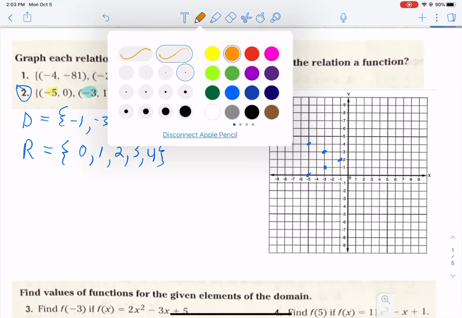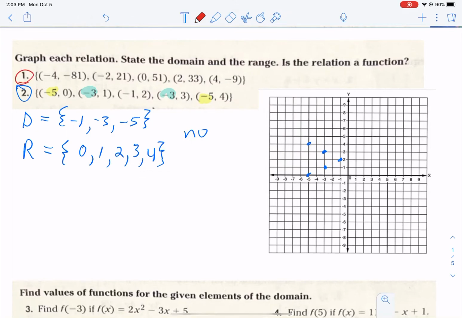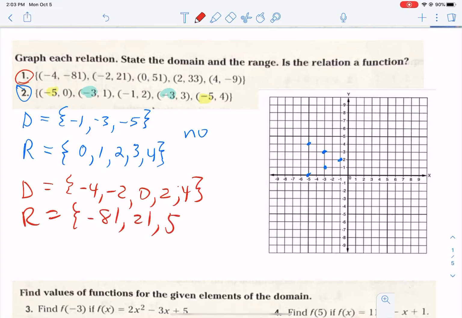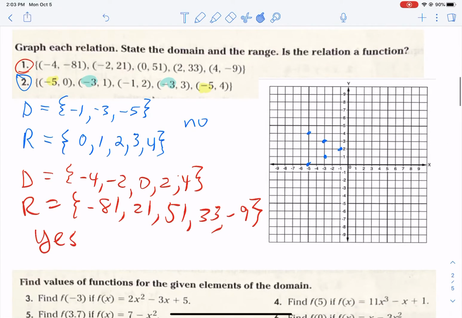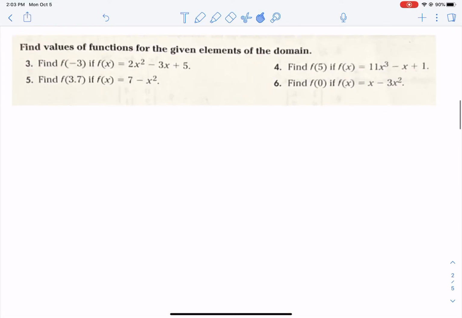Now, number 1, I'm not going to graph it, but I'm going to do everything else. So the domain would be -4, -2, 0, 2, 4, just listing out the x's. The range would be -8, 1, 21, 5, 1, 33, and -9. Since the x's are all different, yes, it would be a function. Let's take a look at 3 through 6.